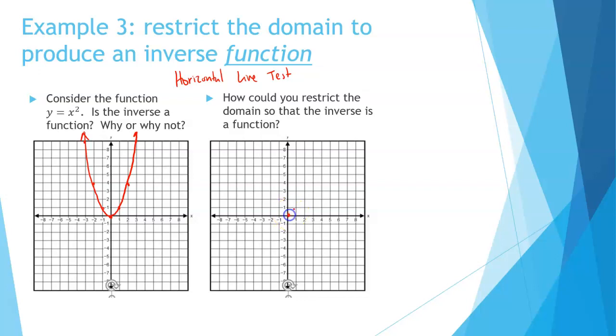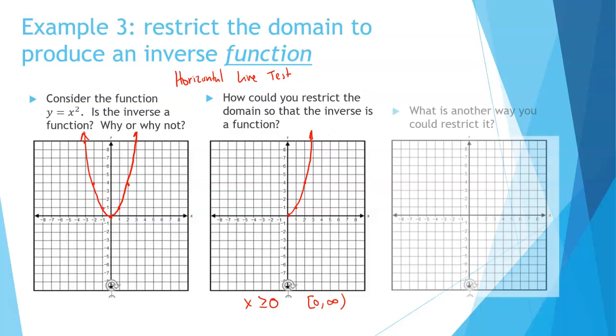And if you're thinking that we could have this side of the graph, you're correct. Because if I just focus on this part where x is going to be greater than or equal to 0, or if we use interval notation, we could say from 0 to infinity, if we just focus on that part of the domain, now that passes the horizontal line test.